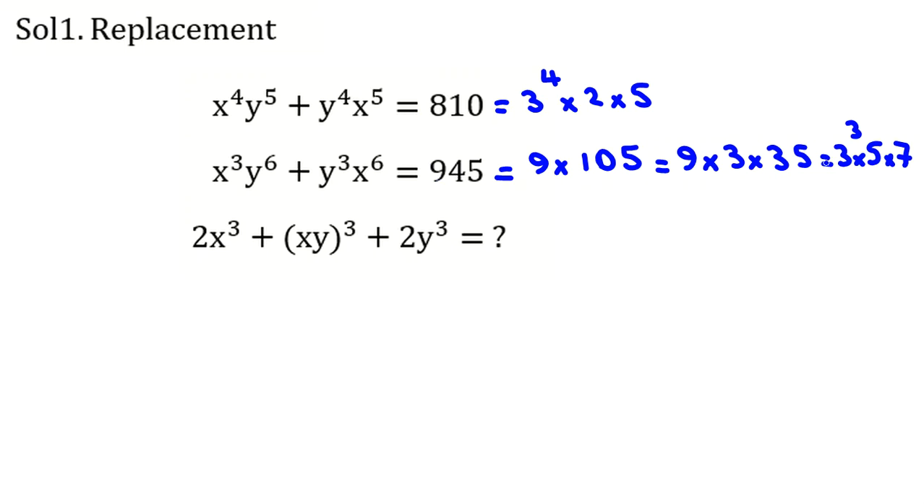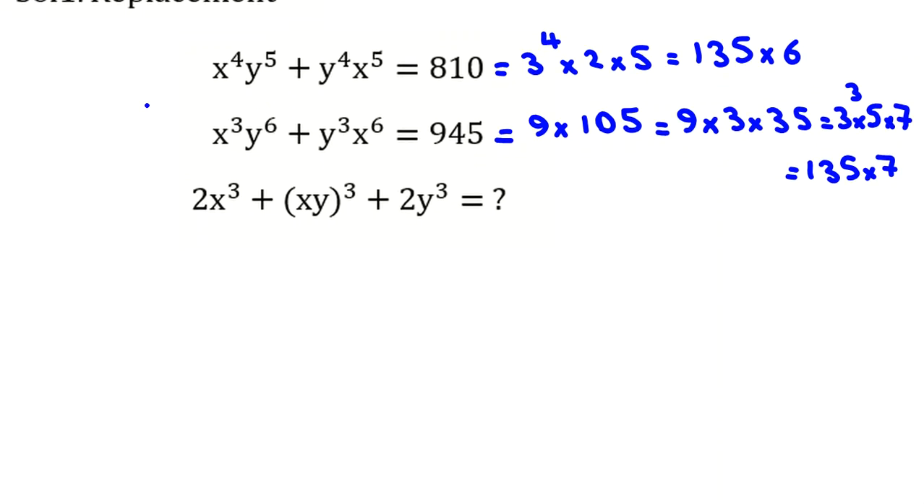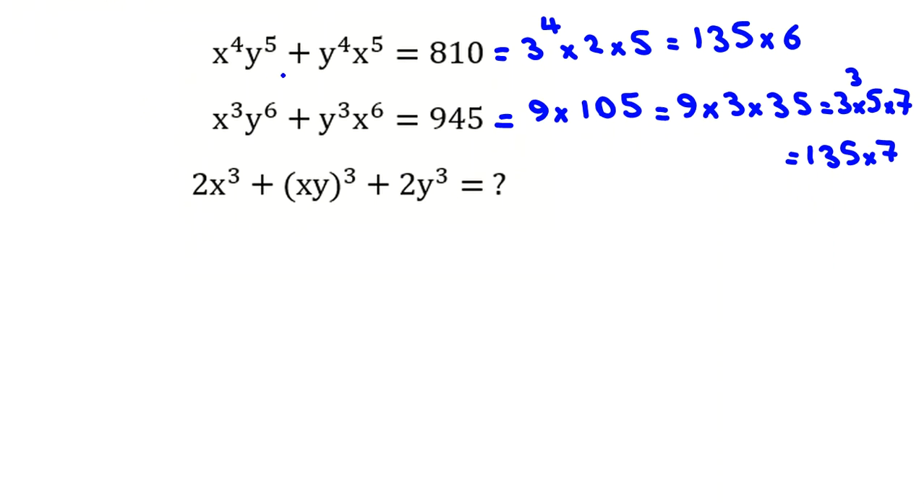Or we can say, because 3 cubed and 5 are the same in both of them, 810 is 3 cubed, 27, times 135 times 6, and 945 is also 3 cubed times 5, 135, times 7. So if you divide them, it will be 6 over 7. Now, replacement. I want to find y in terms of x. So at first, let's consider the first equation. Let me write first, second.